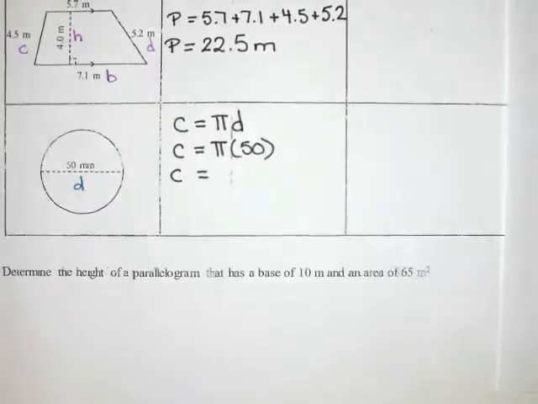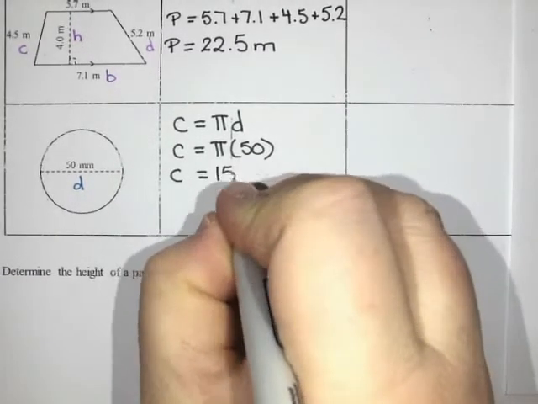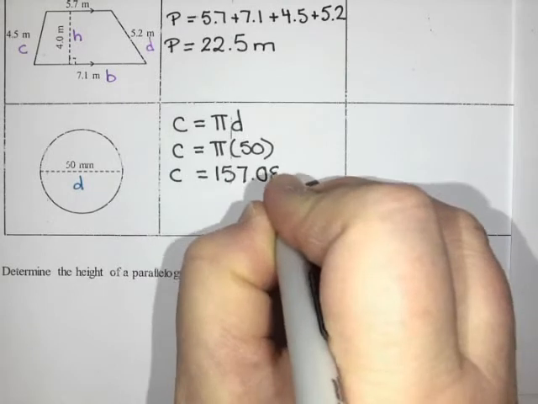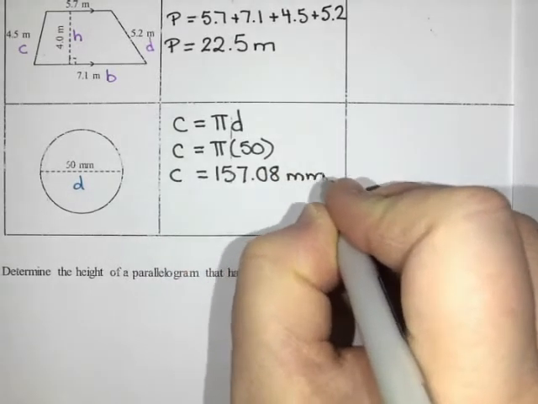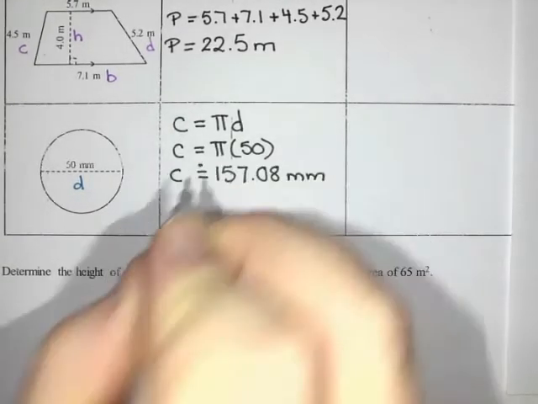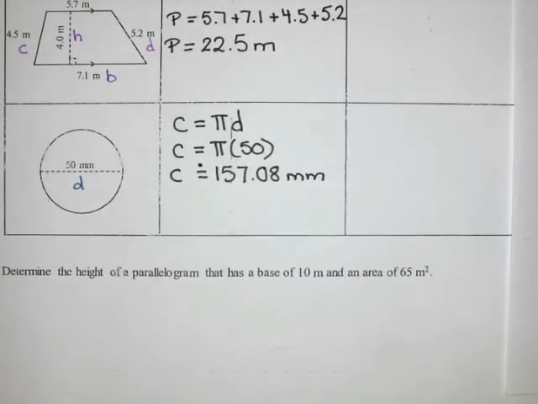157.08. So this is 157.08 millimeters. And because I rounded, I'm going to put a dot on top of my equal sign to say that it is approximately 157.08 millimeters.